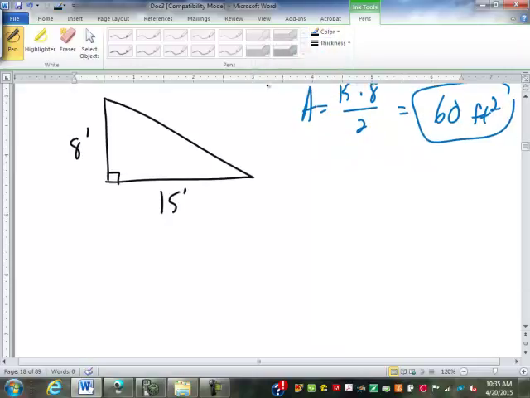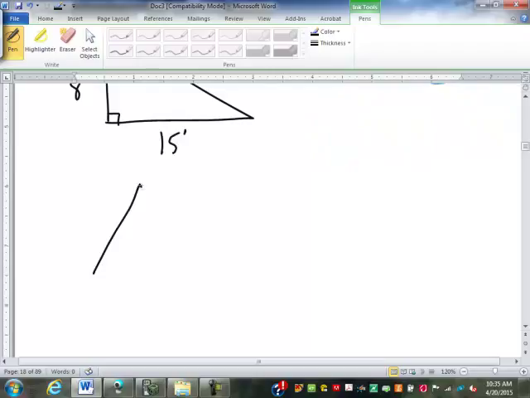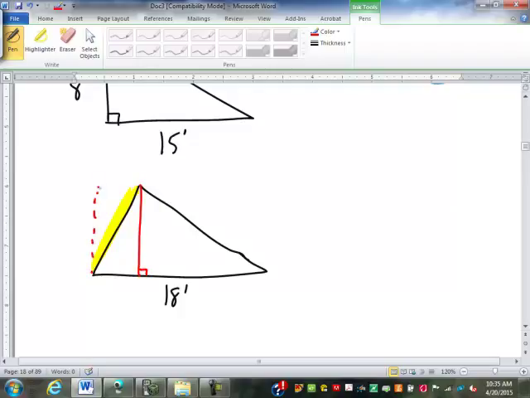But what if it's not a right triangle? What if it looks like this? Does it matter if we know this dimension here? Say no. What do we need to know? We need a dimension perpendicular to that base. We need to know this dimension here, which is what we call the height of that triangle. And the reason it's called the height is it would be the height of that corresponding rectangle if we had the full rectangle.